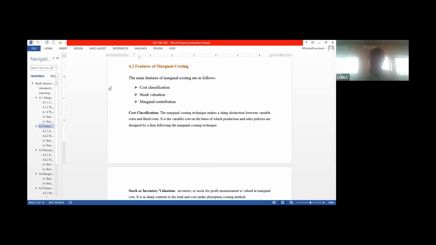So what are the classifications of marginal costing? Or let me just say, what are the features of marginal costing? So the main features of marginal costing are as follows.